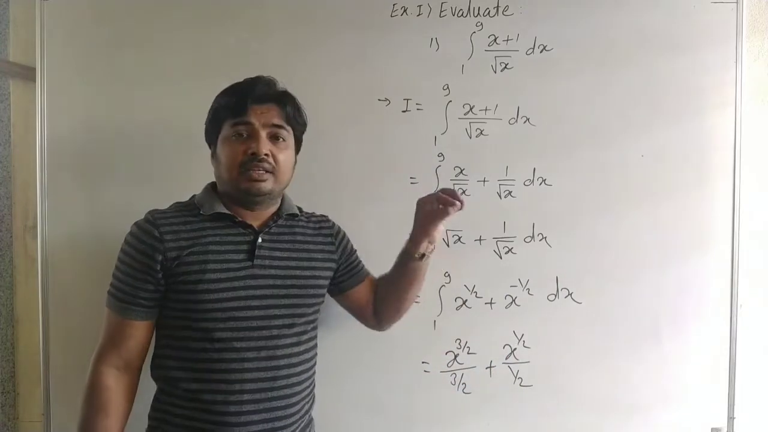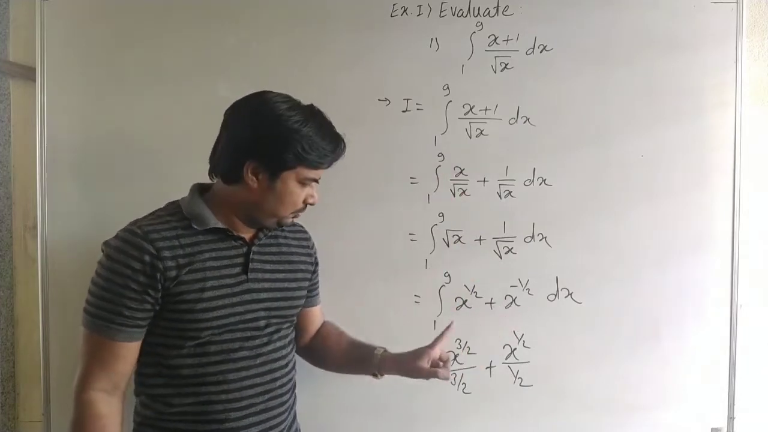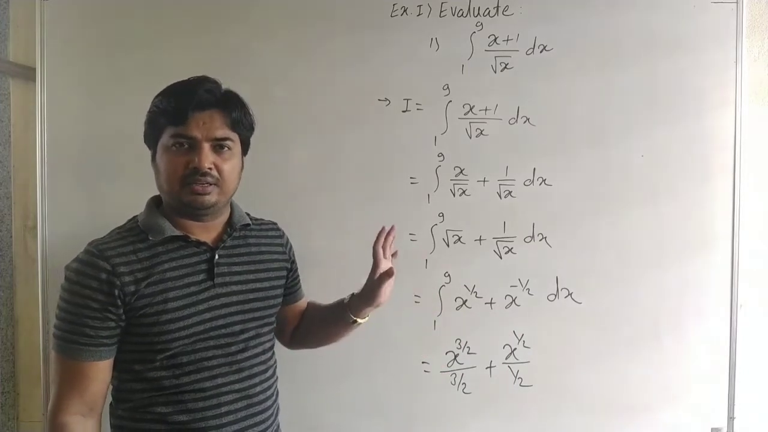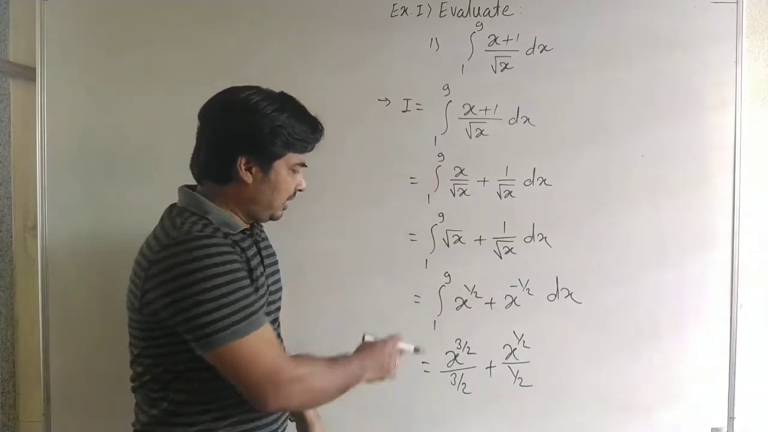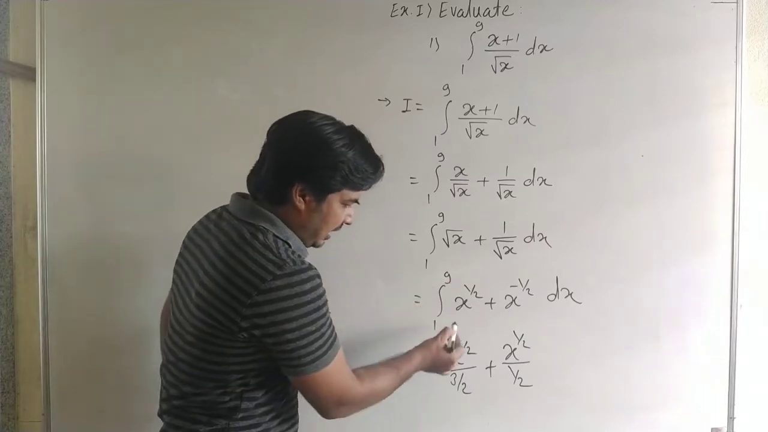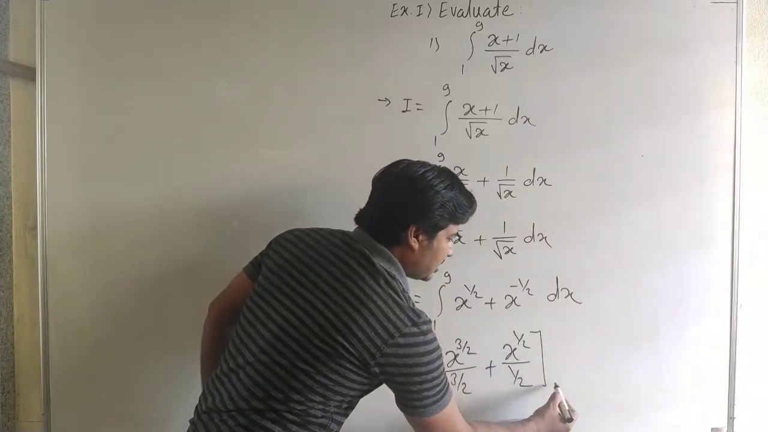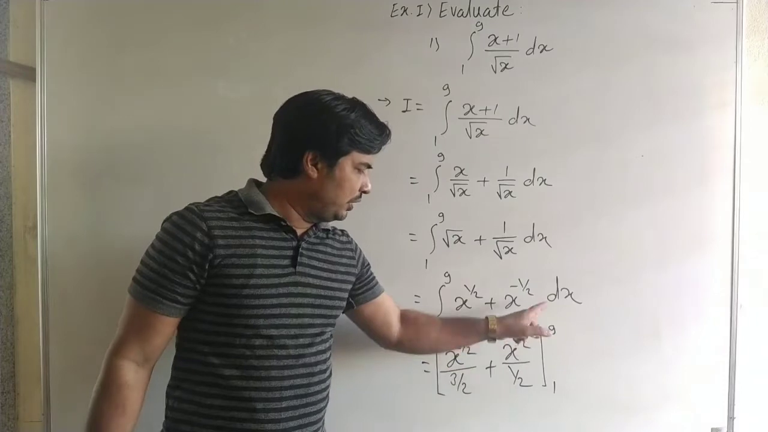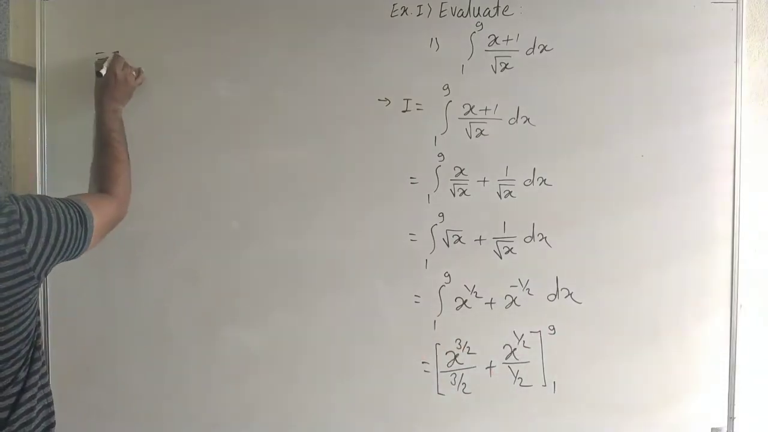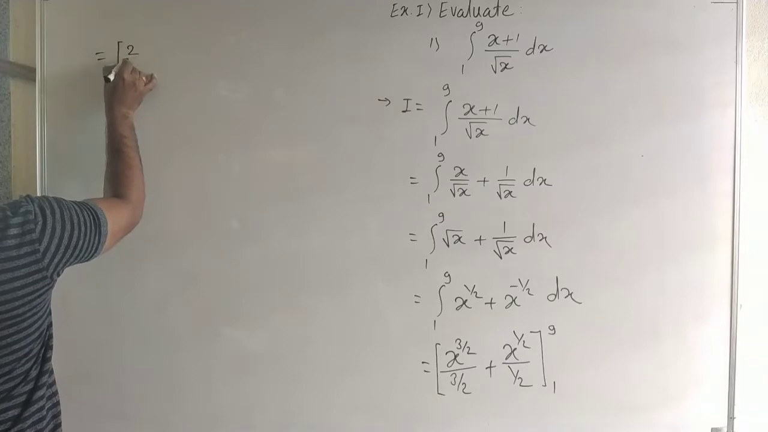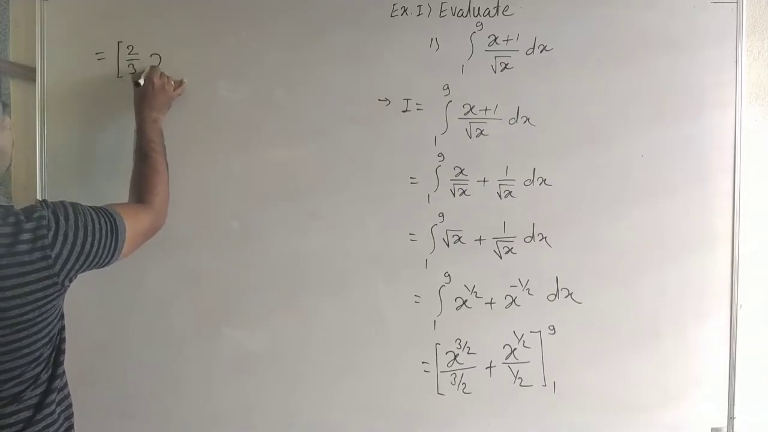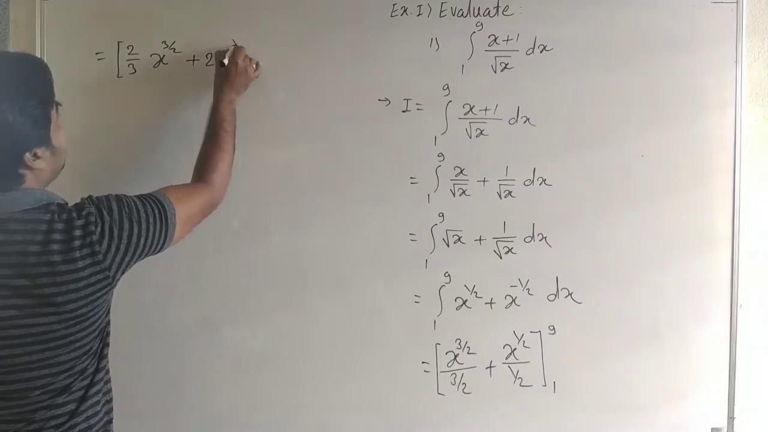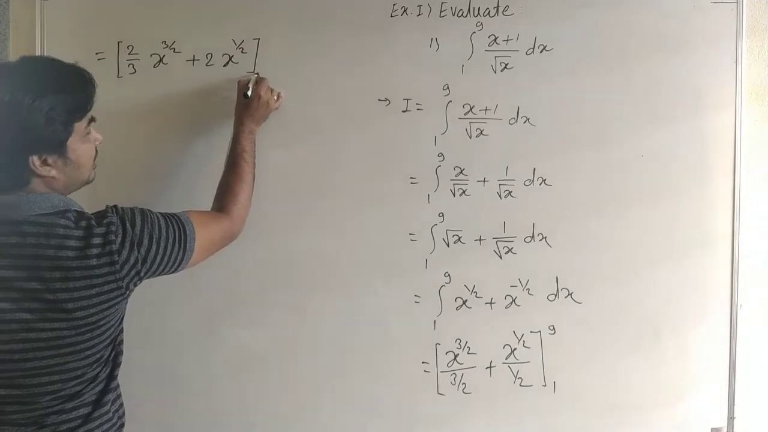Here the indefinite integral we can write with a plus c, and it is the last answer of the indefinite integral. Now it is a definite integral, so we put the limit 1 to 9. Now this can be written as, see carefully, 2 by 3 into x to the power 3 by 2 plus 2 into x to the power 1 by 2, and the limit is 1 to 9.